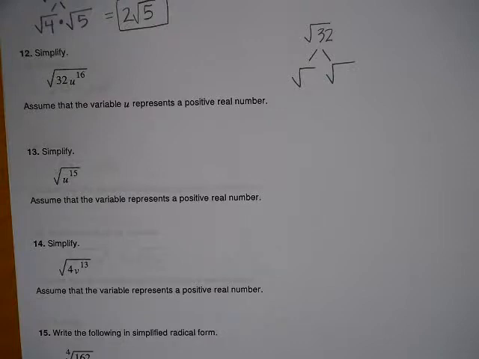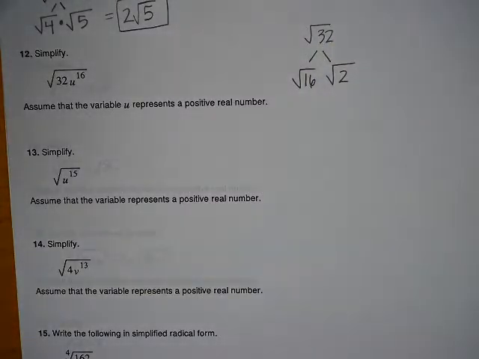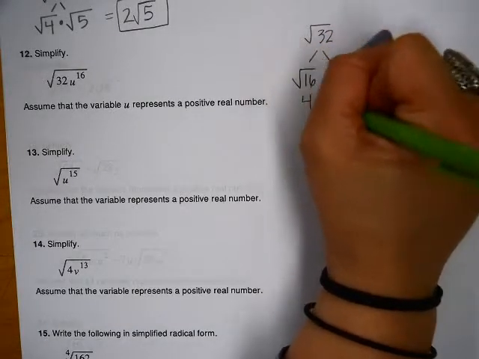What about 16 and 2? 16 and 2. Okay? So 16 times 2 gives us 32. What is the square root of 16? 4.